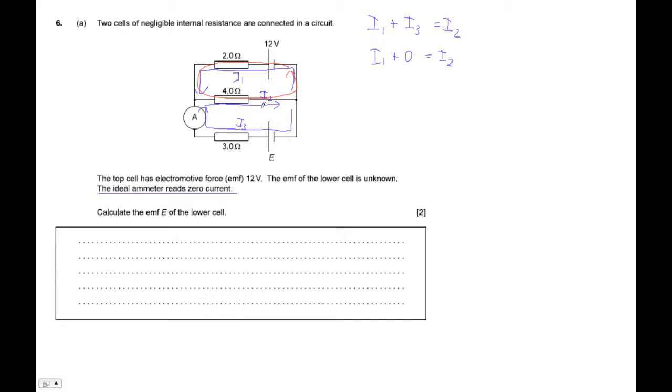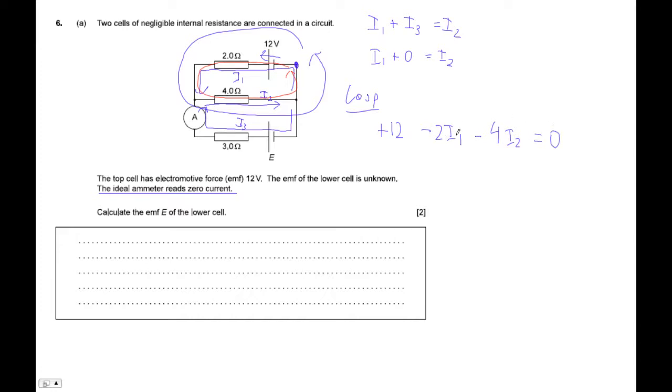And then the next thing we can do is a loop equation in the upper circuit there. So let's go around just this upper circuit like that. I'm going to go plus 12 because I'm going through this from negative to positive, right? Then I'm going to go minus 2 I1. Then I'm going to go minus 4 I2. And then I'm back, and that's 0.